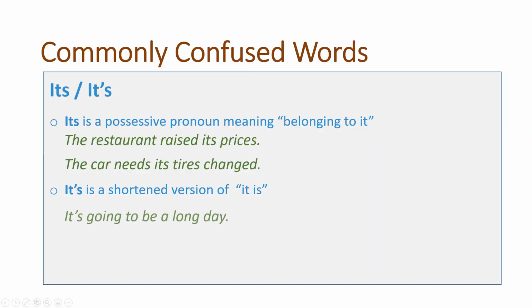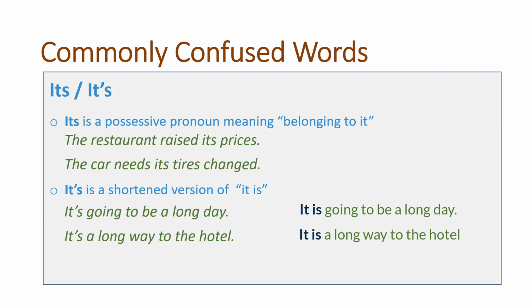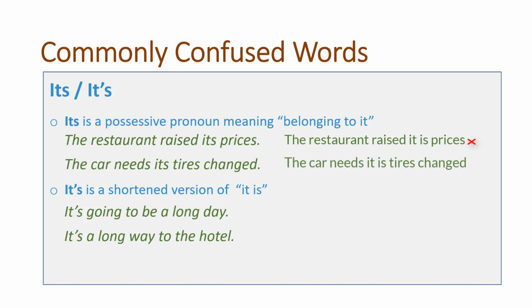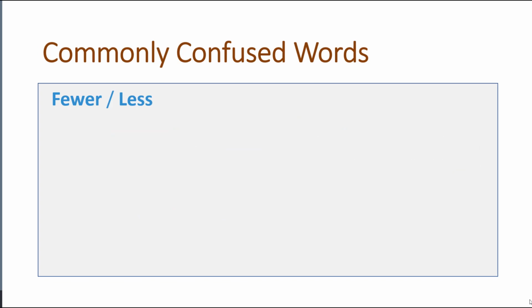It's with the apostrophe is a contraction, a shortened version of it is. It's going to be a long day. It is going to be a long day. It's a long way to the hotel. It is a long way to the hotel. So it is easy to test just by substituting its with it is. The restaurant raised its prices. You'd never say that, so no apostrophe. The car needs its tires changed. Again, no apostrophe needed.